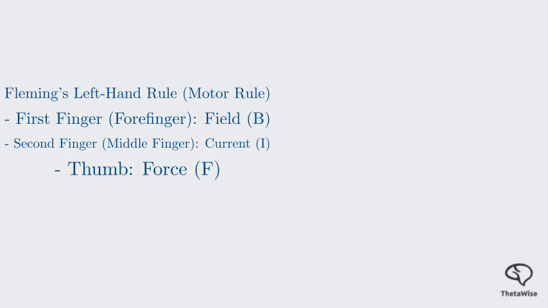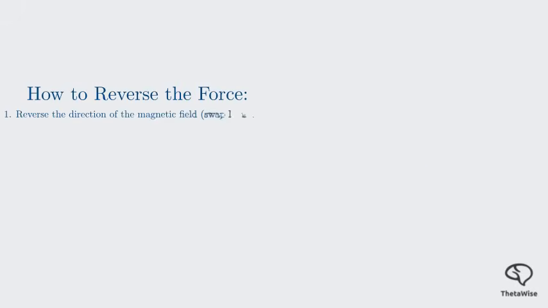Can we reverse this force? Yes, we can. There are two methods to reverse the direction of the force. First, we can reverse the direction of the magnetic field. This is like switching the magnets so south is on the left and north is on the right. Second, we can reverse the direction of the current flowing through the conductor. Both of these actions will reverse the force. This principle of reversing the force by reversing the current is fundamental to how DC motors work.